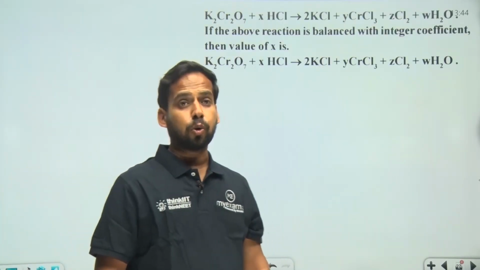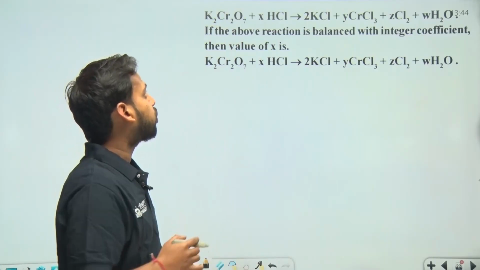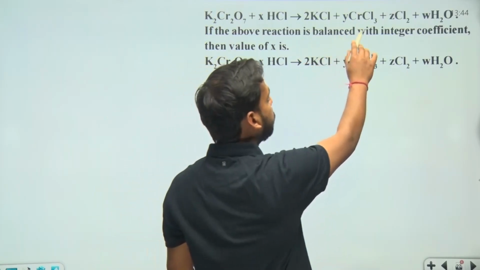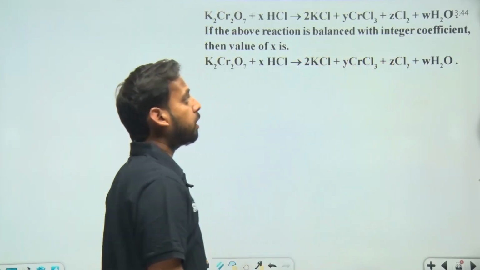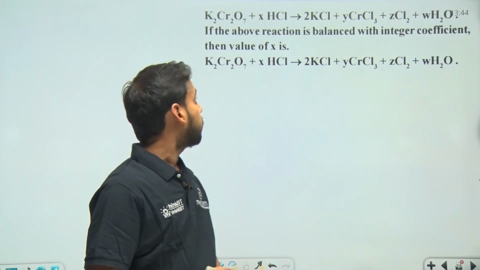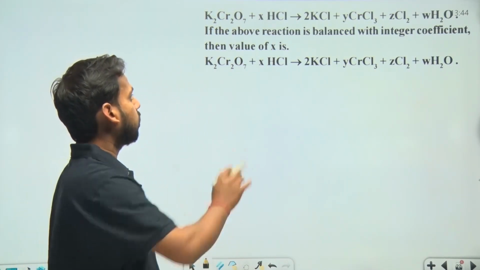Hello students, so the question is K2Cr2O7 plus 6 HCl giving 2KCl plus Y CrCl3 plus ZCl2 plus WH2O. If the above reaction is balanced with integer coefficients, then the value of X is.